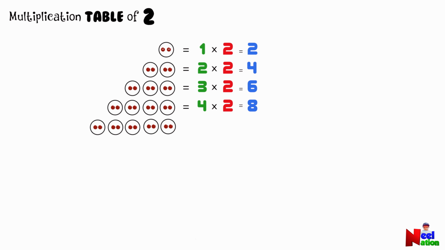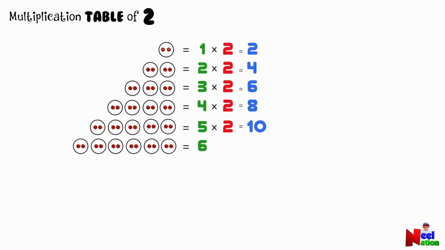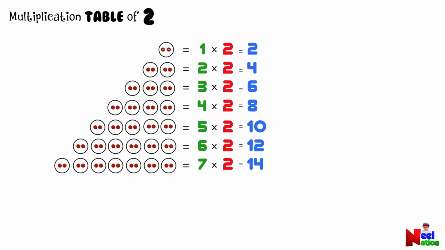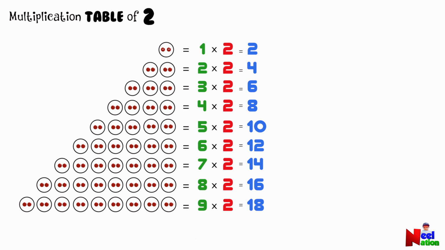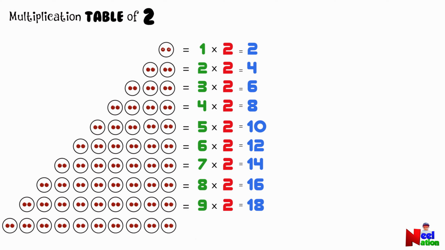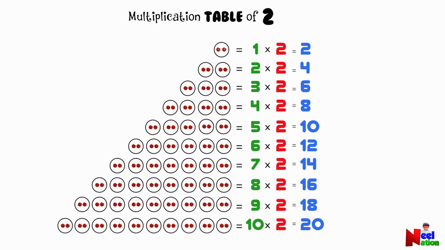5 times 2, 10. 6 times 2, 12. 7 times 2, 14. 8 times 2, 16. 9 times 2, 18. 10 times 2, 20. See the pattern? We are just skip counting by 2.